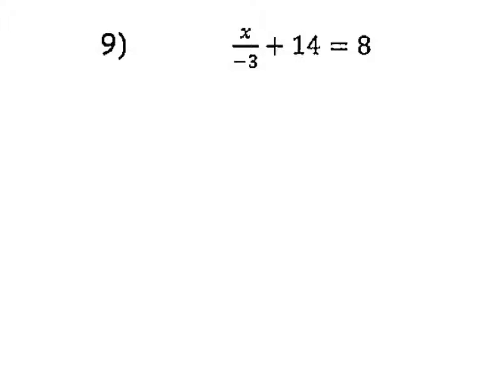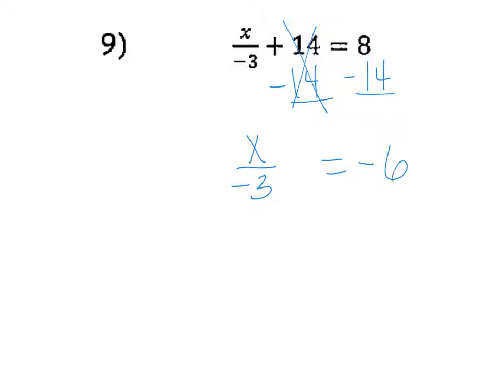Equals 24. Was it 24? It was. Subtract 14, is that what you just said? Both sides. X divided by negative 3 equals 8 take away 14, which is negative 6.